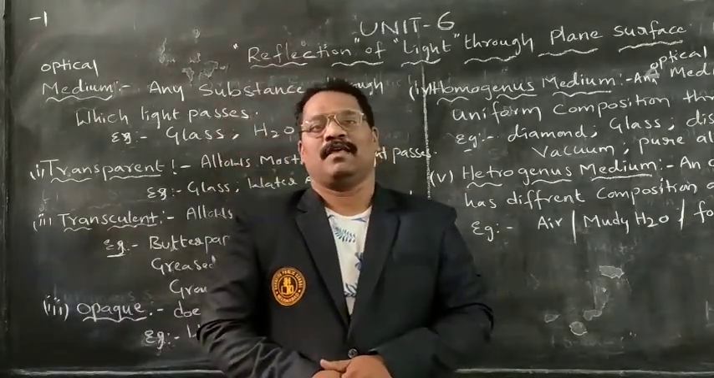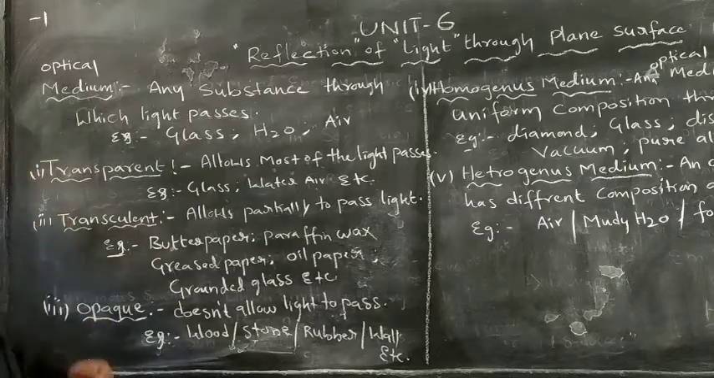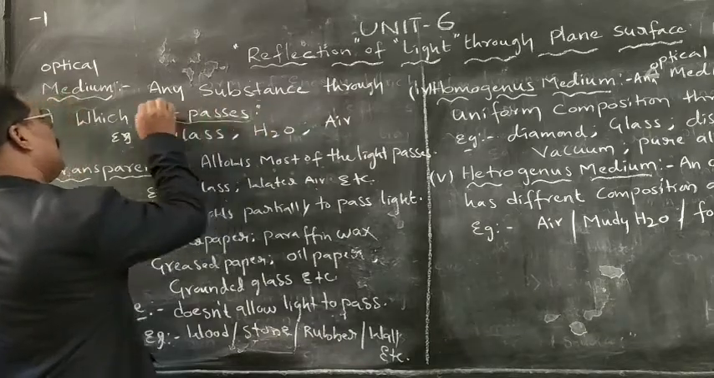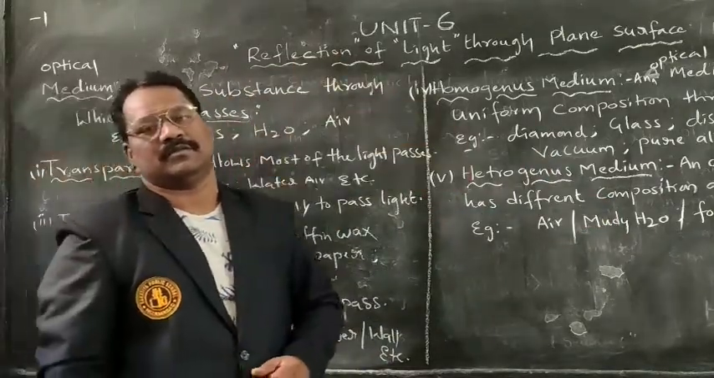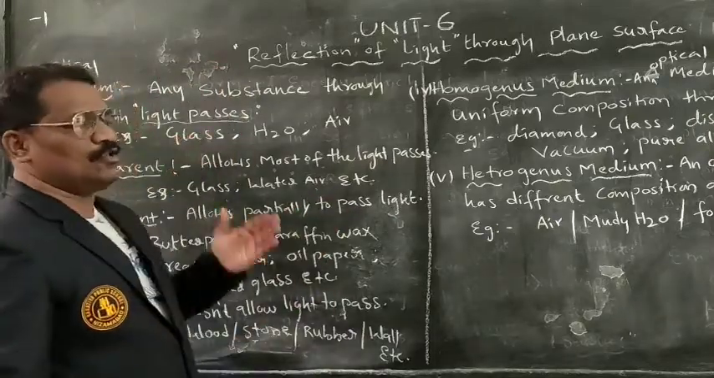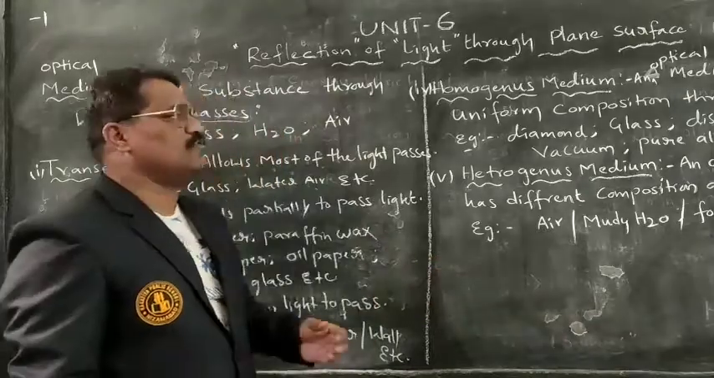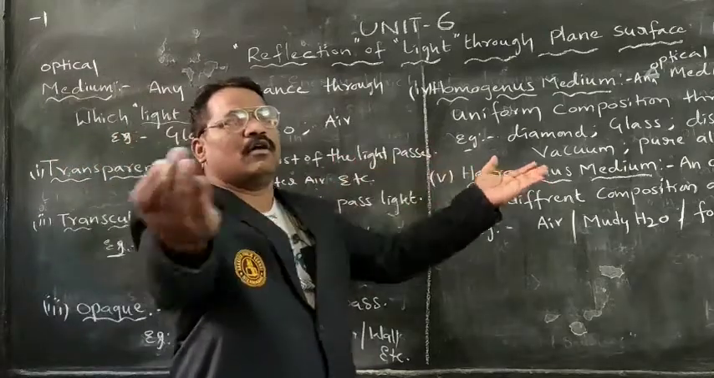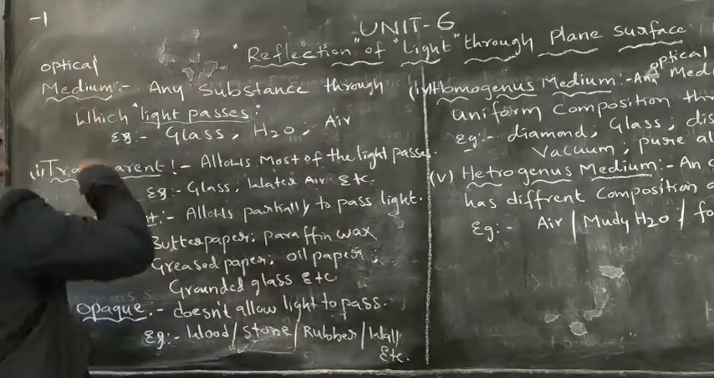For that particular purpose, we require an optical medium. What type of medium exists? Let me come to the first point. Optical medium. What is called an optical medium? It is nothing but any substance through which light passes. Any substance on the surface of the earth through which light can easily pass is called an optical medium. Some examples: glass. Through glass, light can easily propagate. Through water also, light can easily propagate, as well as through air, by which we can see all the objects existing around us. That medium is called an optical medium.